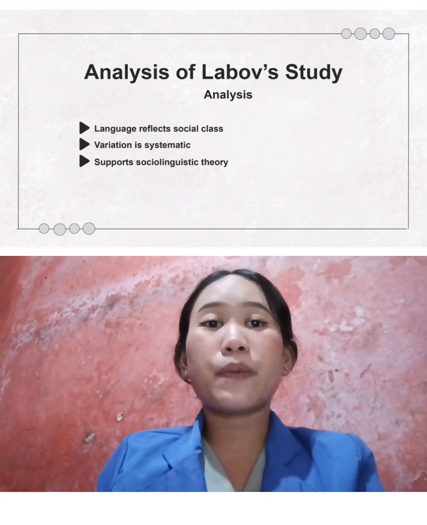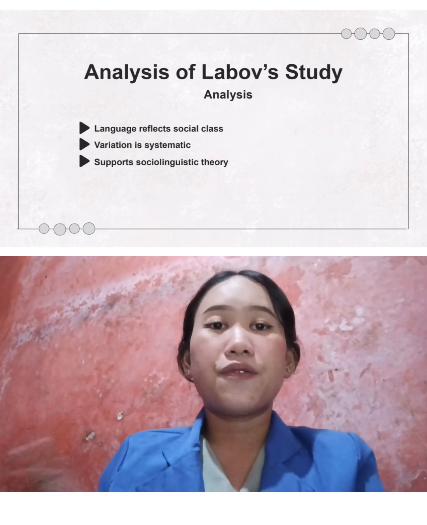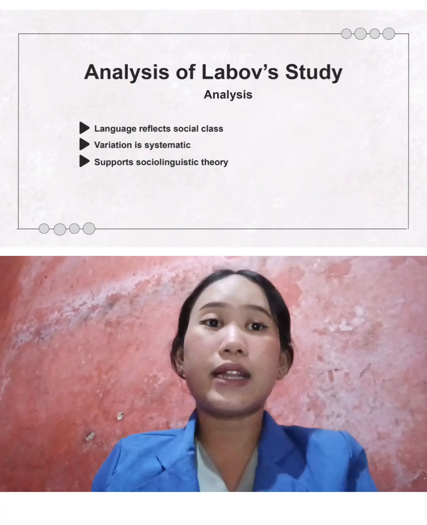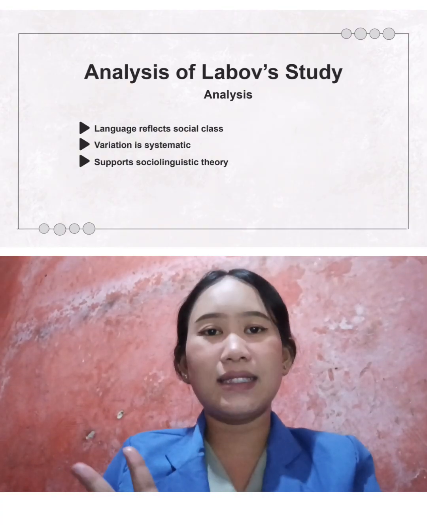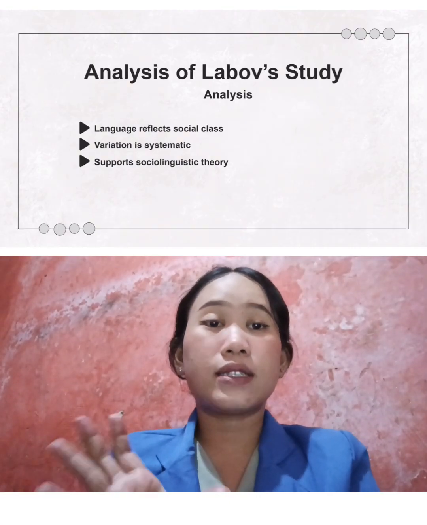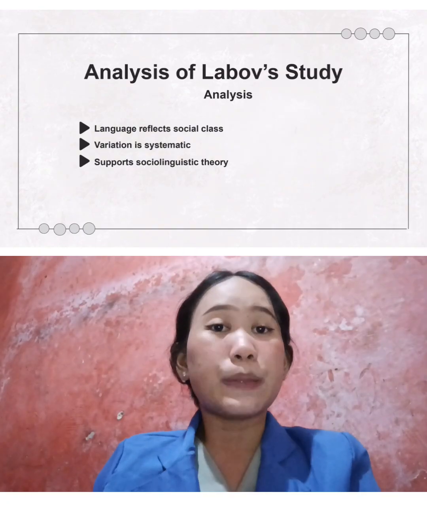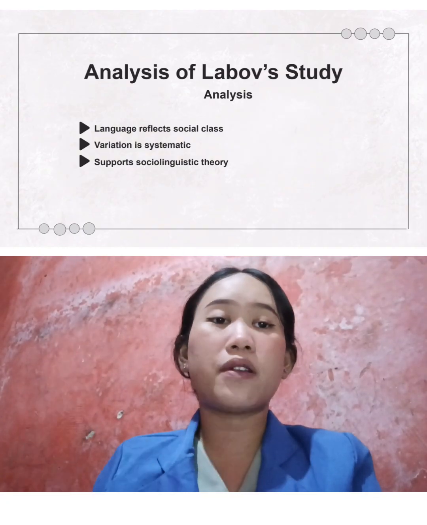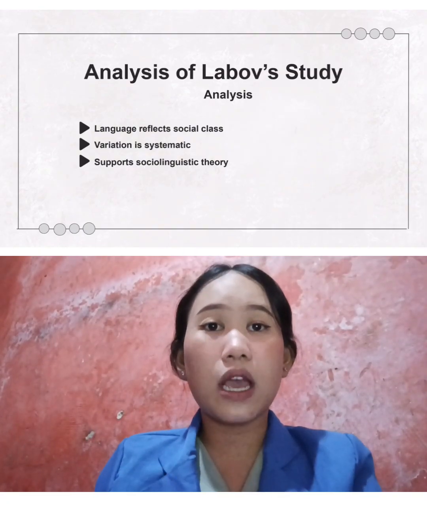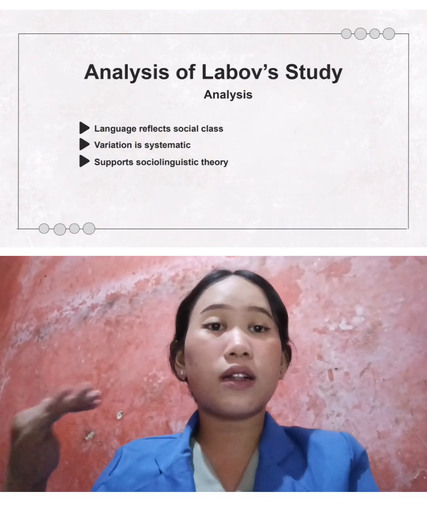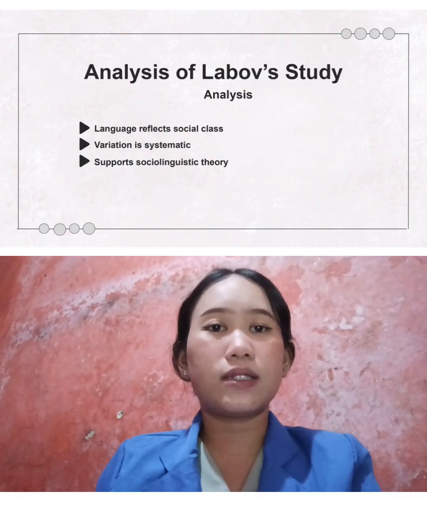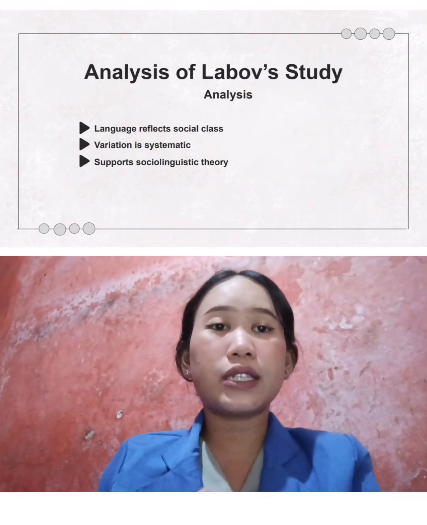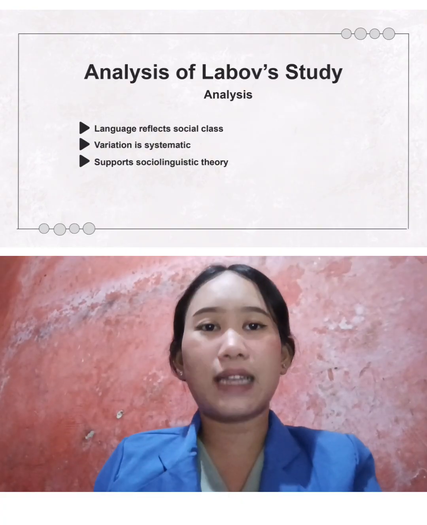Now, I will explain the analysis of Labov's study. First, this study clearly shows that language reflects social class. The pronunciation of the R sound wasn't used randomly. Speakers from higher social classes pronounce the R sound more frequently, while speakers from lower social classes tend to drop it. This means that pronunciation can function as a marker of social status.